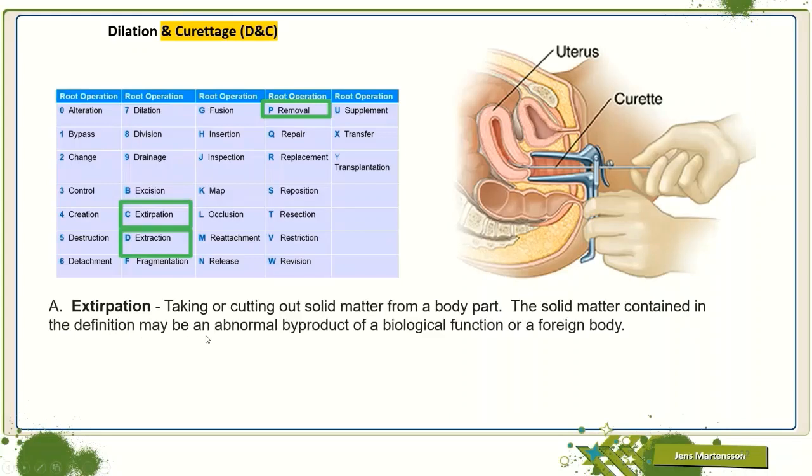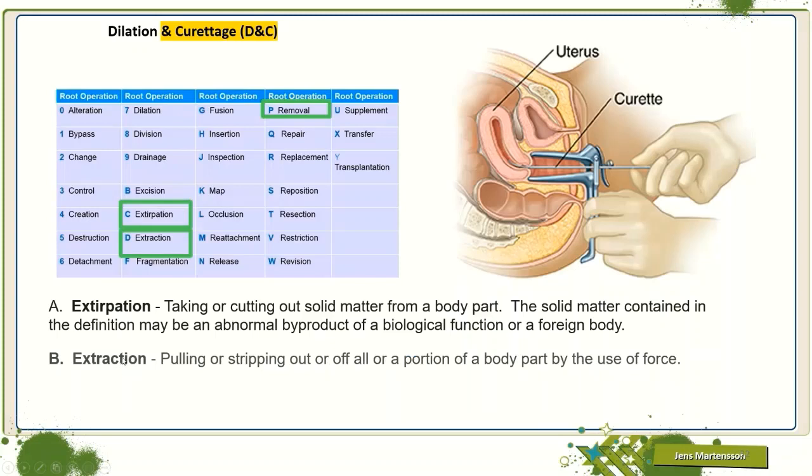Extirpation is taking or cutting out solid matter from a body part. The solid matter contained in the definition may be an abnormal byproduct of a biological function or a foreign body. Did that happen, coders? We're extracting tissue. Is tissue solid matter? Think about it. No, it's not solid.